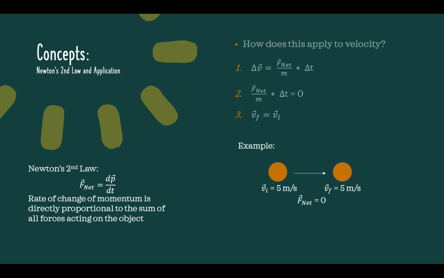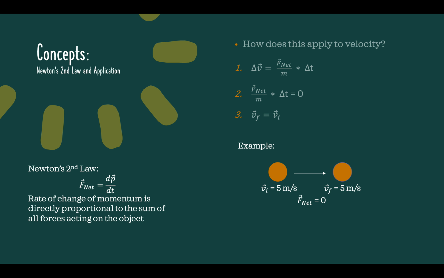By understanding Newton's second law, we are able to understand more about the kinetics of everyday motion. The law states that the rate of change of momentum is directly proportional to the sum of all forces acting on the object. So how does this apply to our lab? This law relates velocity and the net force as shown. The change in velocity is equal to the net force divided by the mass multiplied by the change in time.